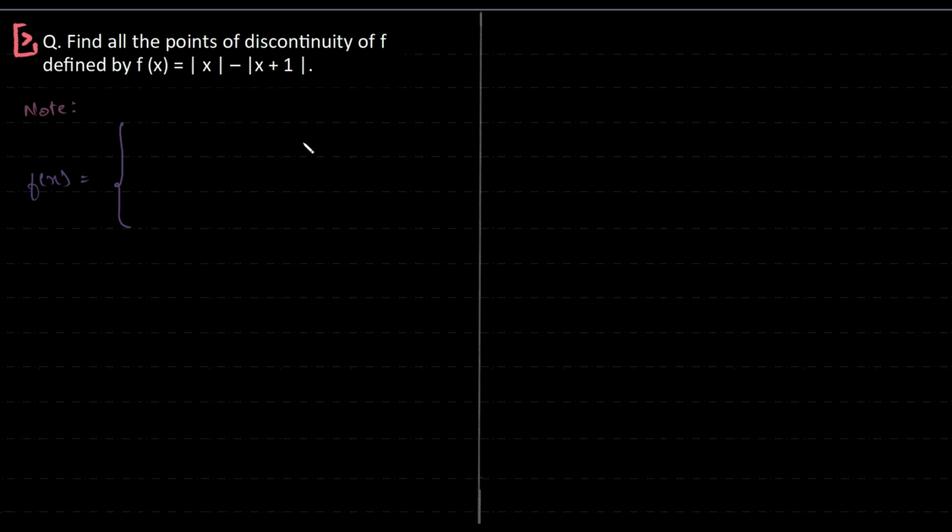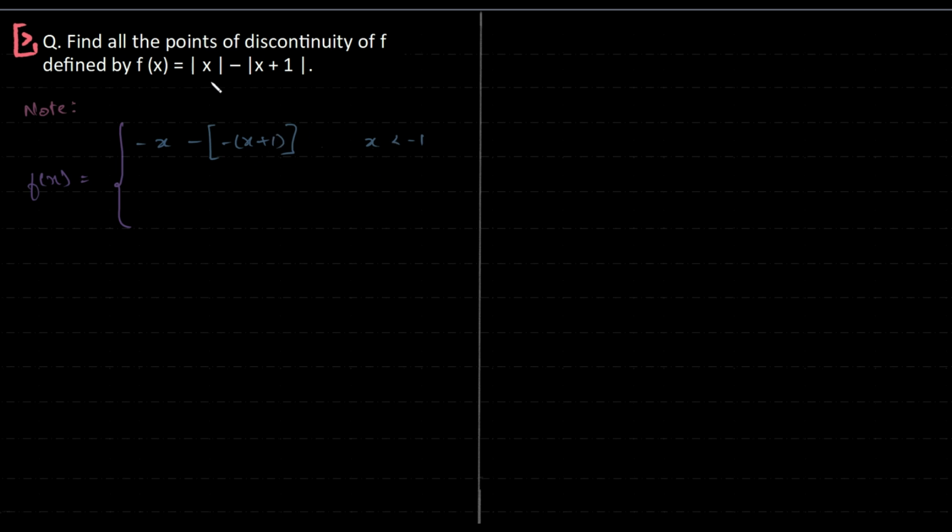So basically, for x less than minus 1, this also is negative, this also is negative. So basically, this is minus x minus of x plus 1. You guys agree? This would be minus x, and this expression is minus of x plus 1.